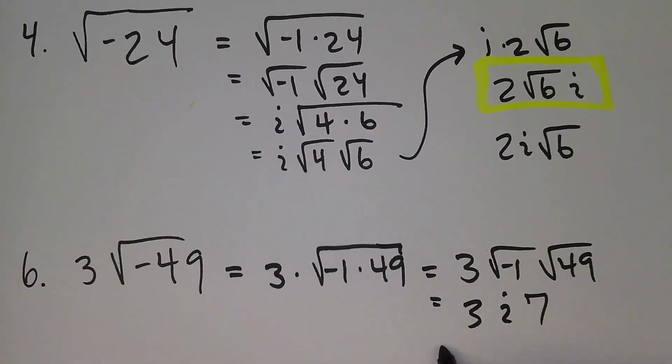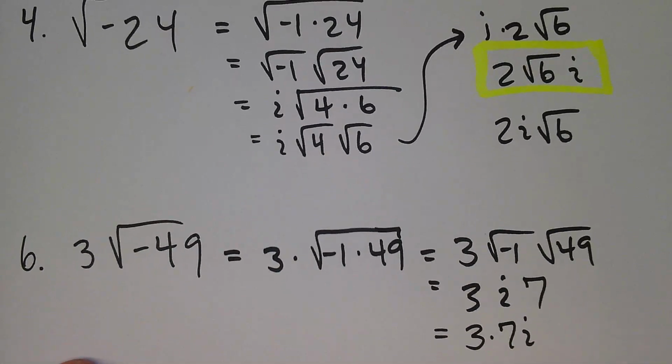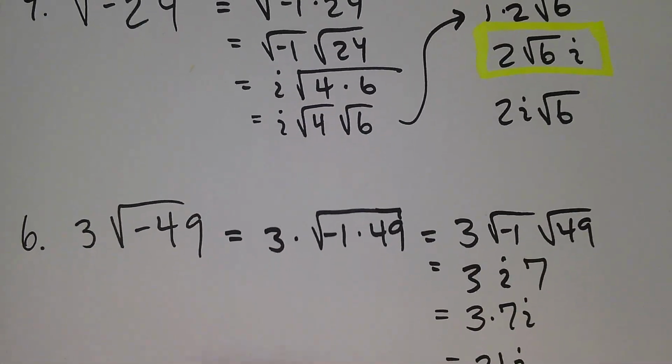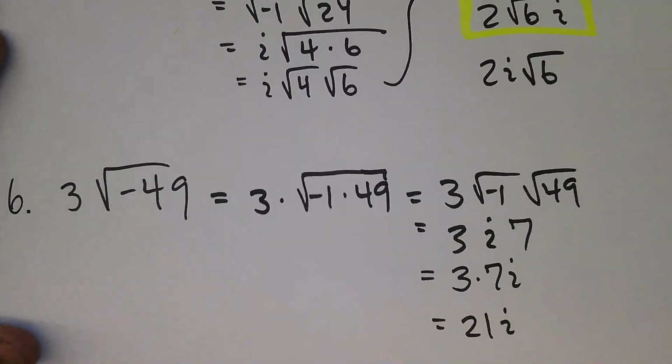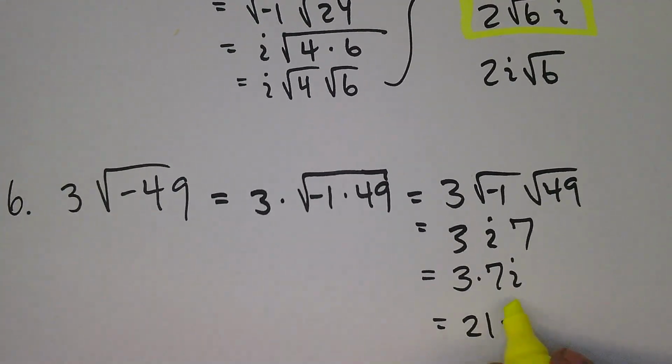So really I just need to now reorder my multiplication. So it's 3 times 7i, 21. One last step there, 21i. And on this one, this is my final answer.